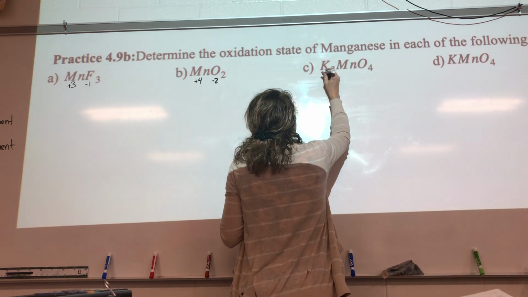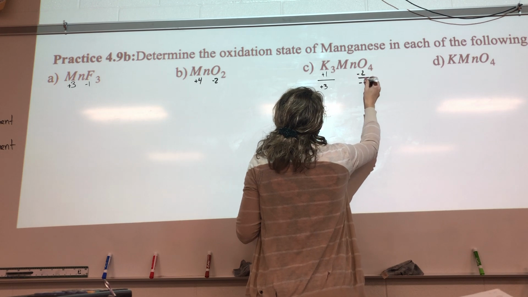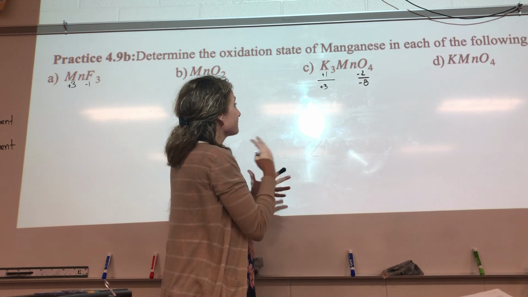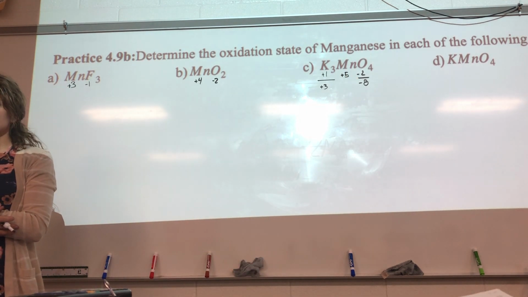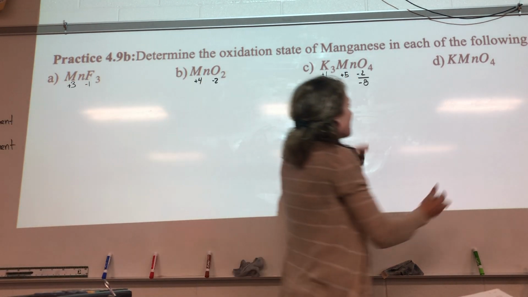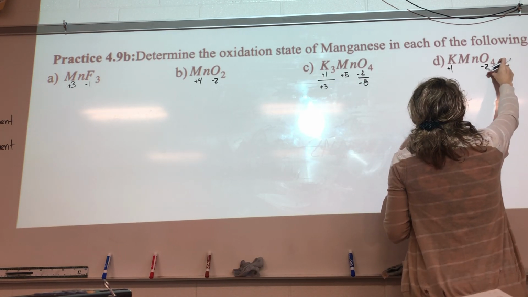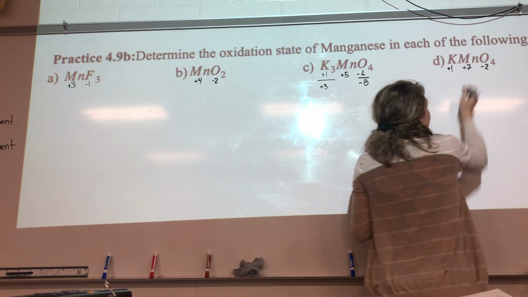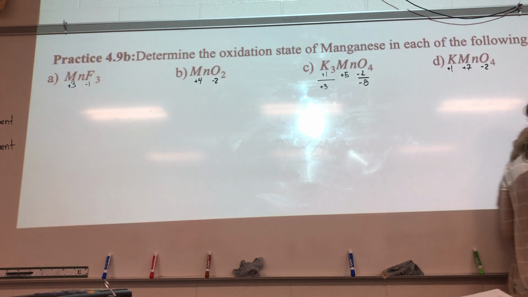Okay, come in here. Potassium is +1. I have 3 of them. Oxygen is -2. I have 4 of them. I need it to add up to 0, so +5. Is that right? Questions? Okay, coming over here, +1, -2. That would be -8, so 7. And 0. Give yourself a smiley face for each one you got right. Questions on oxidation states? Yeah, Hannah.